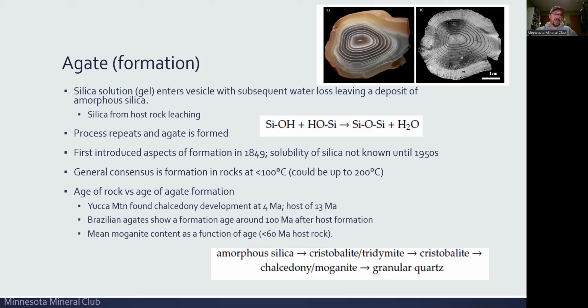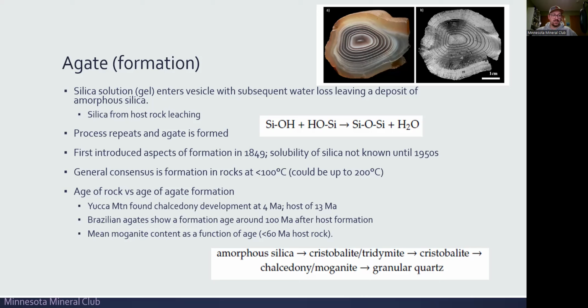The first aspects of agate formation were introduced in 1849. However, the solubility of silica wasn't known until the 1950s. The general consensus for the formation of agate is that it forms in rocks at less than 100 degrees Celsius, so relatively cool. However, different studies have shown that it could also occur at temperatures up to 200 degrees Celsius. Some of the studies have also looked at the varying ages of the rock versus when the agates inside of those rocks formed.